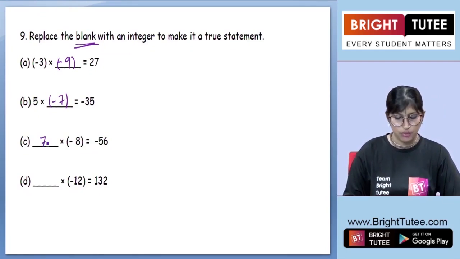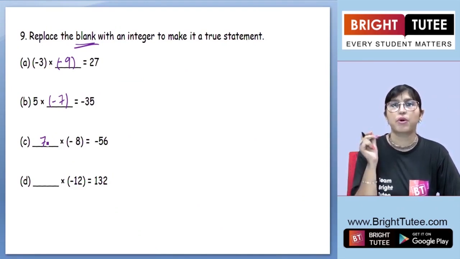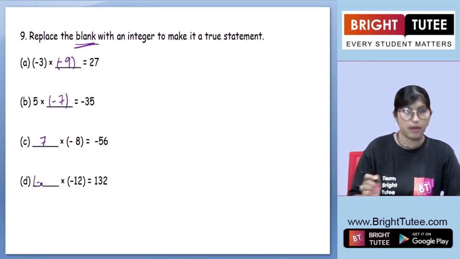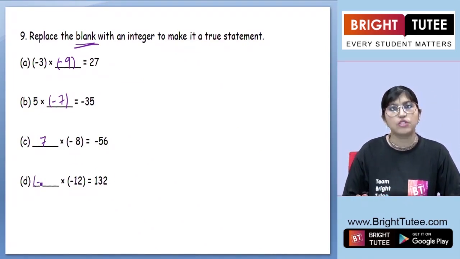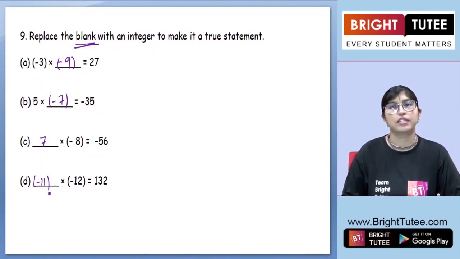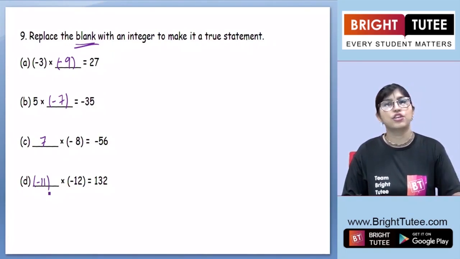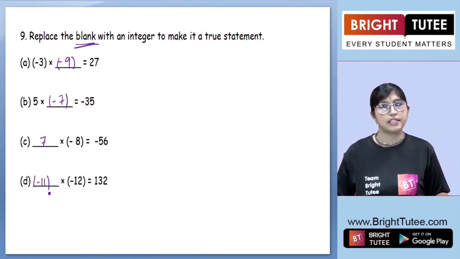Let's move on to another part. We have minus 12, and we need 132 after multiplying by an integer. Since minus 12 is a negative integer and we need a positive answer, the blank should be a negative integer. What do we multiply by 12 to get 132? We multiply by 11 to get 132. Now this is all for today. We've completed exercise 1.3.